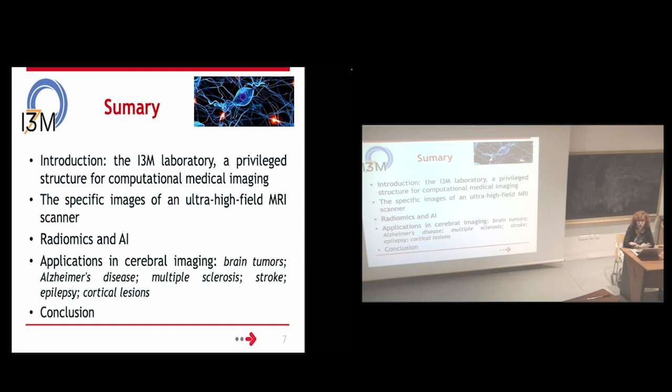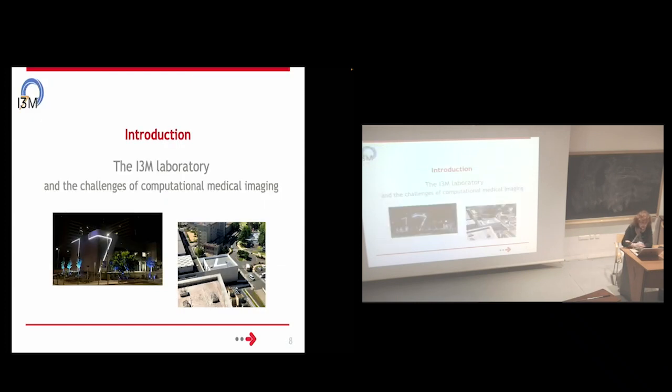So after this quick introduction, I will present you my lab, which is really a privileged structure for computational medical imaging. Then I will focus on a specific modality of acquisition, the ultra-high field MRI scanner. Then we will speak about radiomics and the revolution with artificial intelligence. And then I give you some applications in cerebral imaging for brain tumors, Alzheimer's disease, multiple sclerosis. And then we will conclude on the perspective for radiomics and artificial intelligence.